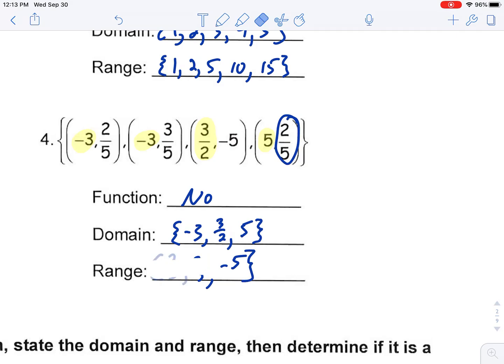Oftentimes, when you go to check yourself, you'll find out that the author of the worksheet, whoever published it, put the numbers in numerical order. So -5 is the smallest, followed by 2/5, followed by 3/5. That really doesn't matter. That's splitting hairs. I don't care. You don't have to put your answer in order like that. But if you want to, you can.